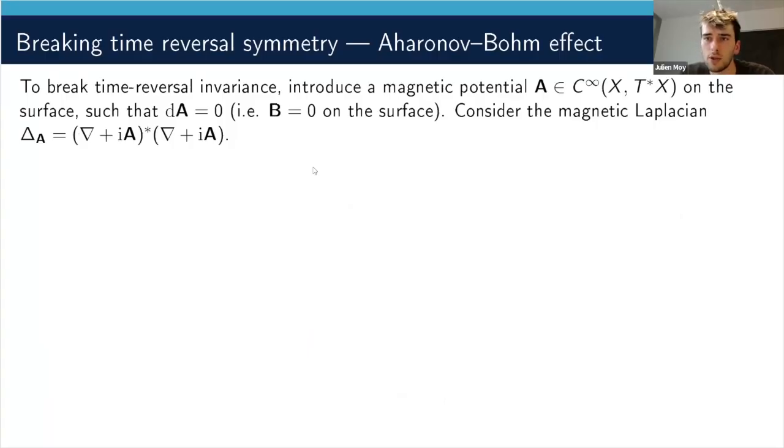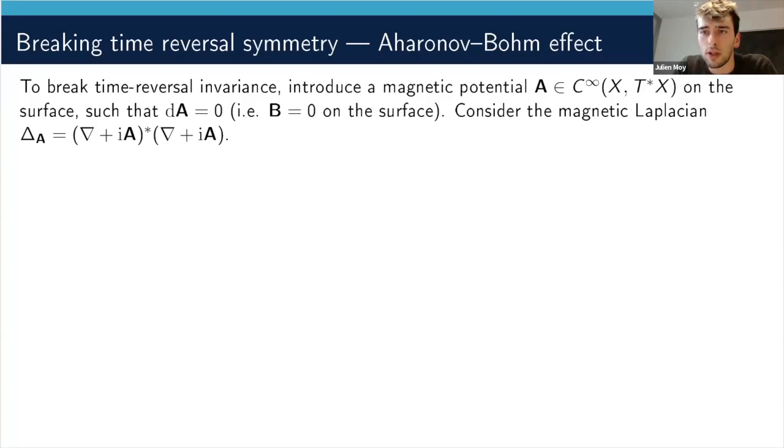So we started with the geodesic flow, which is a nice time reversible system. When you reverse the direction of the initial speed, it's like reversing the time. Okay. Now we look at a new operator, which is a magnetic Laplacian on the surface.